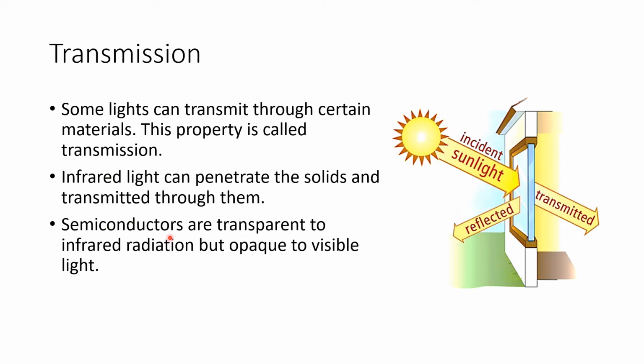Alright, so the semiconductors, we call them semi because they are transparent to infrared radiation, but opaque to visible light. Anyway, there are many different materials and many different types of transmission.